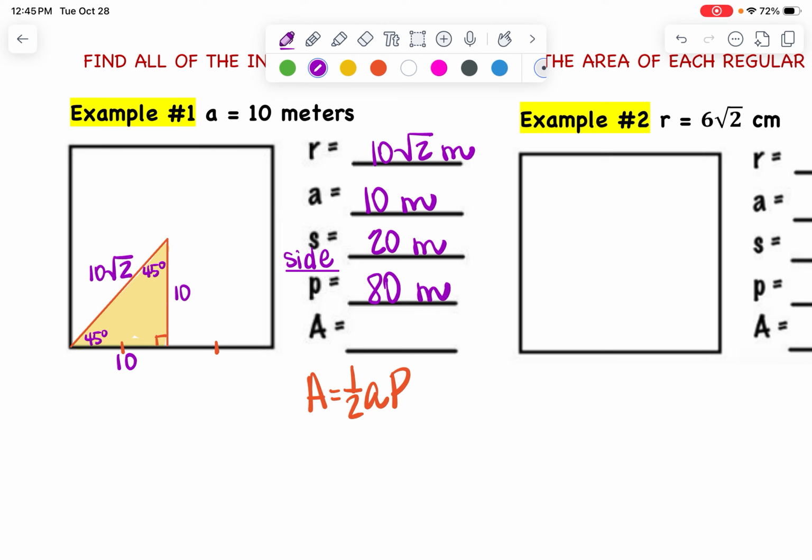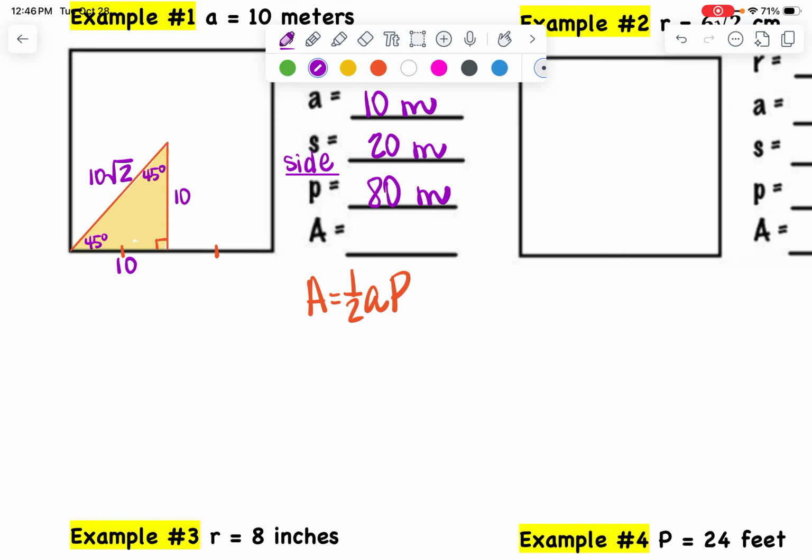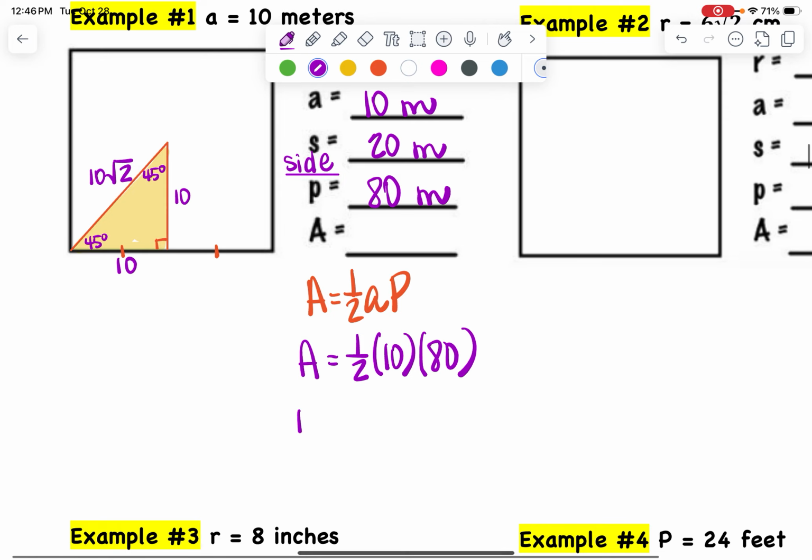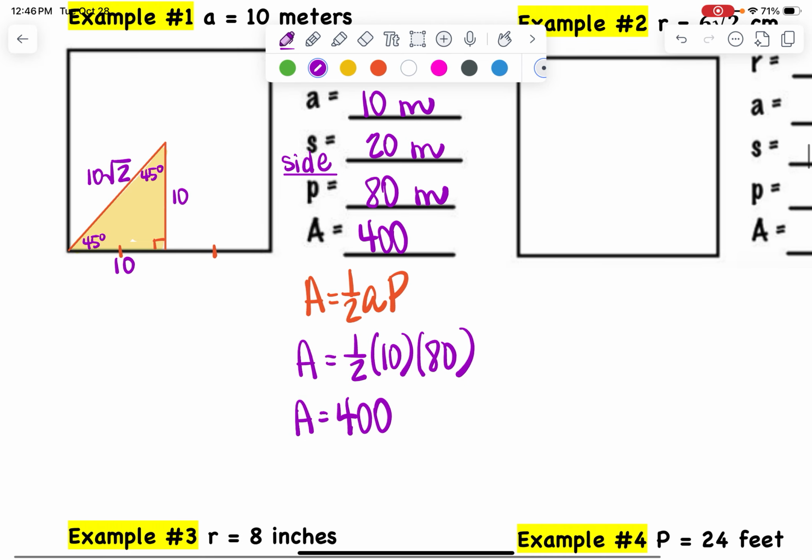Now, as soon as we know the side length is 20, obviously I can do 20 times 20 to get the area of the square is 400, but not today. Today we're using the area equals 1/2 apothem times perimeter formula. So I'm going to plug in what I know. Well, my apothem is 10, and my perimeter is 80. So half of 10 is 5. 5 times 80 is 400. And not just 400, but 400 square meters.